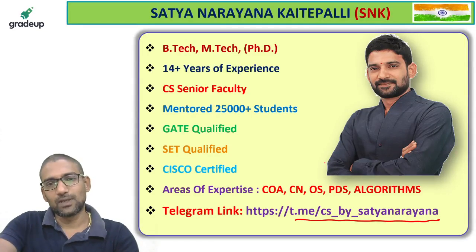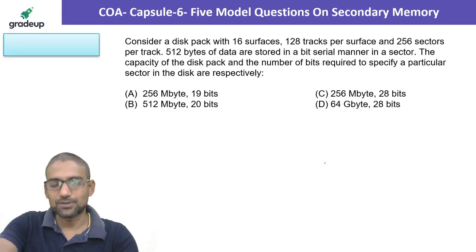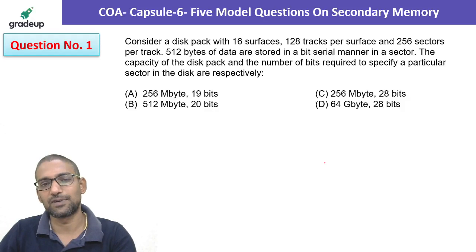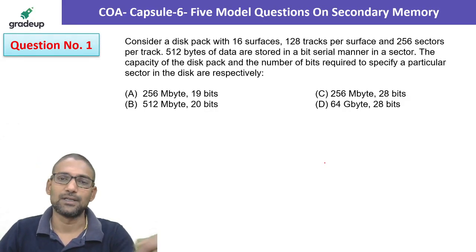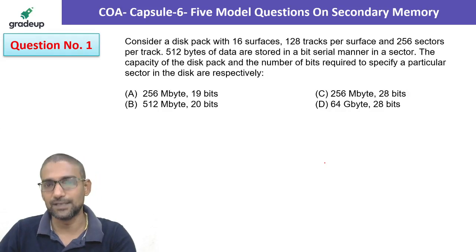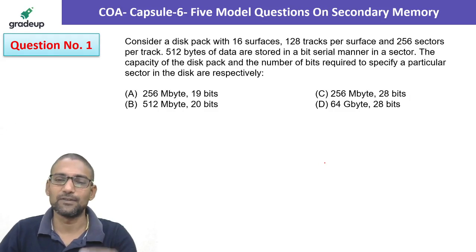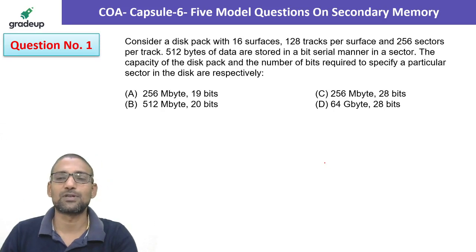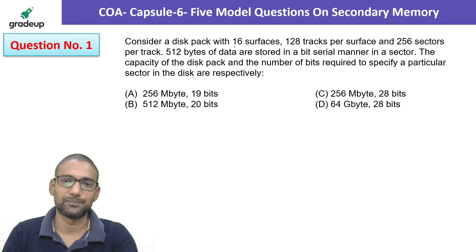In the last capsules, we have understood how the hard disk functions, how the sectors are numbered and addressed, what is the difference between CLV mode and CAV mode, and the memory hierarchy, why we have these many forms of memory. Now we will see some questions on secondary memory. This is question number 1, which goes in this way.